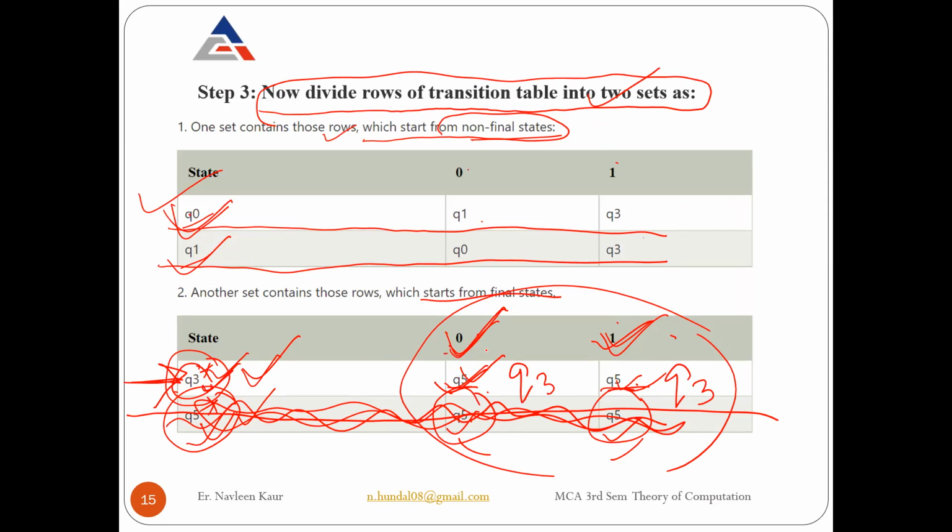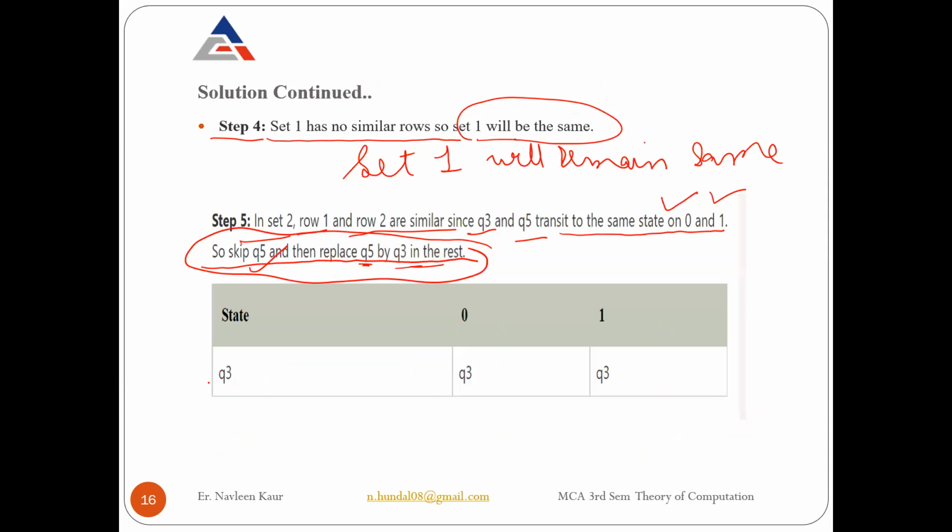I am replacing it with Q3 because both are considered the same. Q3 is taking you to the same state, and Q5 is also taking you to the same state. So Q3 and Q5 are considered the same, so I have removed it. And in the one row that I have left, I am replacing Q5 with Q3. It means this will become like this: Q3 on 0 also goes to Q3, Q3 on 1 also goes to Q3. This step is a bit complicated.